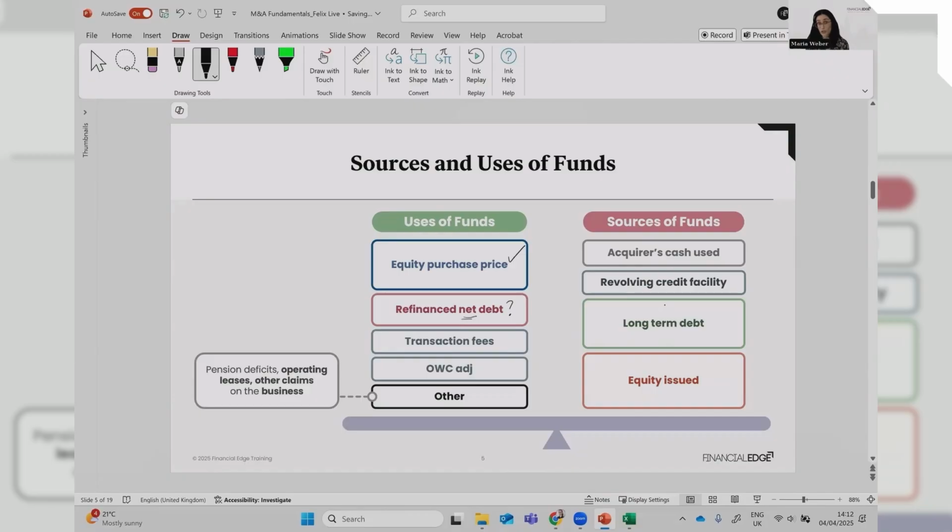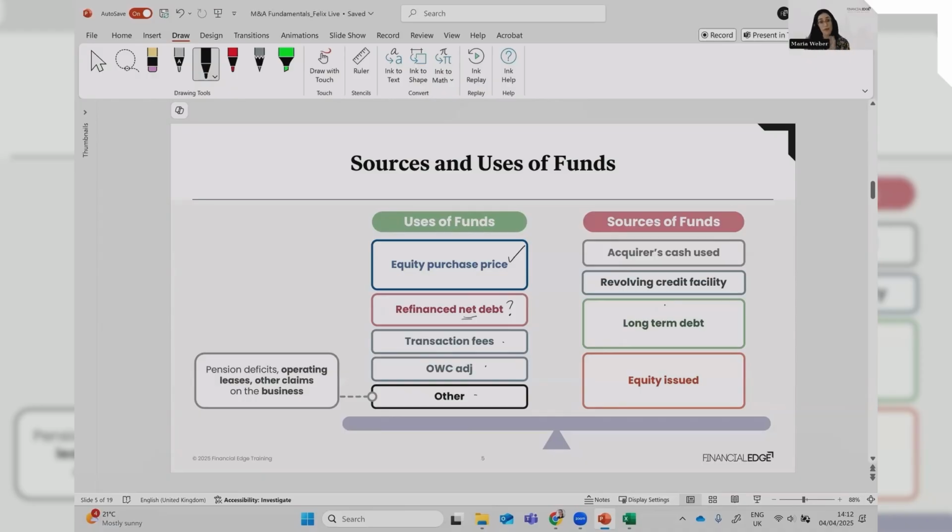Okay, I might also want to repay the debt because maybe I can raise financing at a cheaper rate. I also need to pay transaction fees: lawyers, bankers, accountants. There could be some other adjustments I need to make. OWC, operating working capital, we'll talk about when we look at our model. And then there could be other things that I have to pay for, like if there's a pension deficit, and we'll talk about that in our model in a moment.